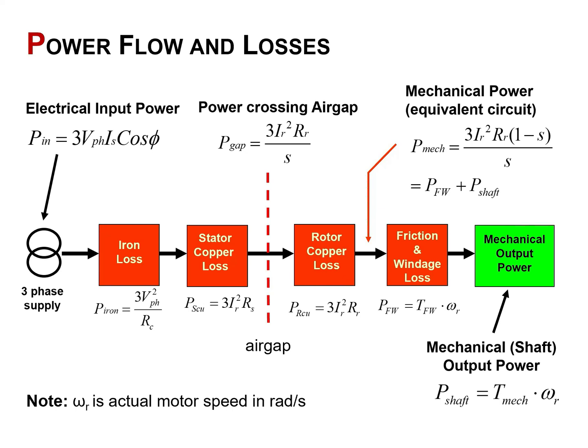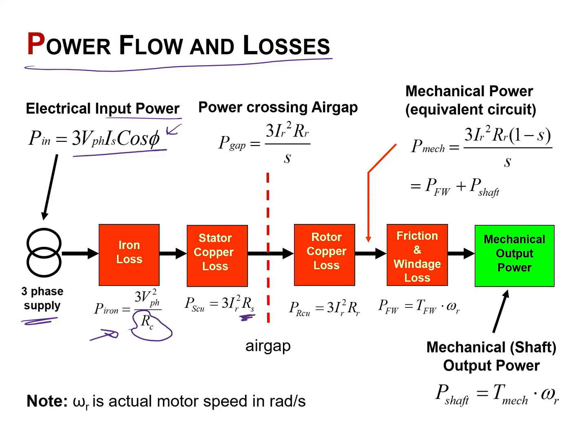Alright, so now let's put everything together from start till the end. So we will be looking now at something called the power flow and the losses. So starting from the very beginning, from the electric input power, which is three-phase, the input power to the motor is given by this equation over here. So this is the phase voltage, the current in the stator, and this is the power factor. So after that, there are some iron losses. This is due to RC, and it can be calculated by this equation for the three phases. There are also some stator copper losses due to RS, which is the resistance of the winding of the stator.